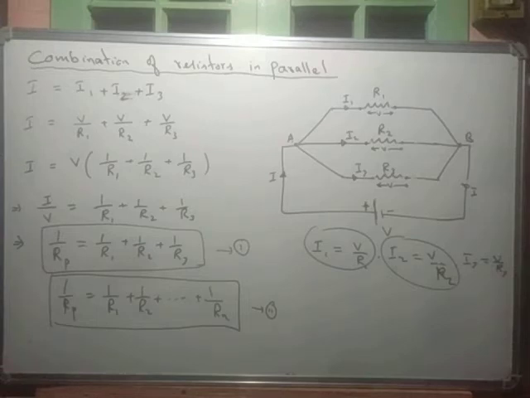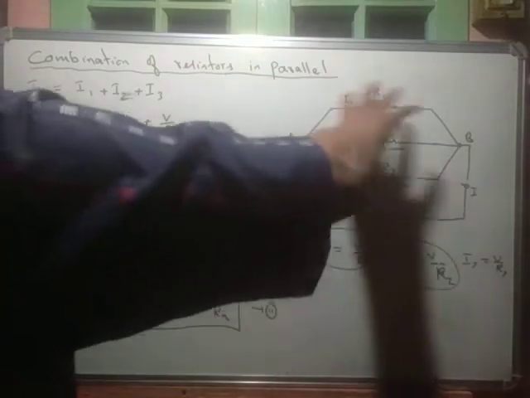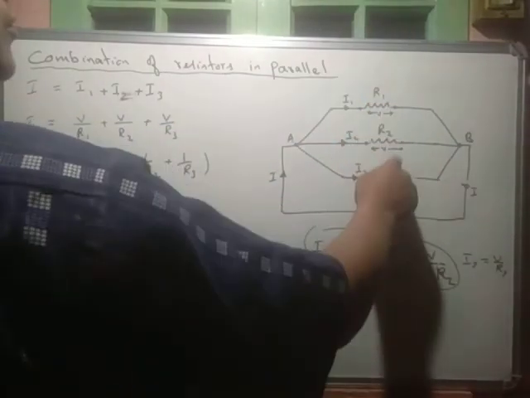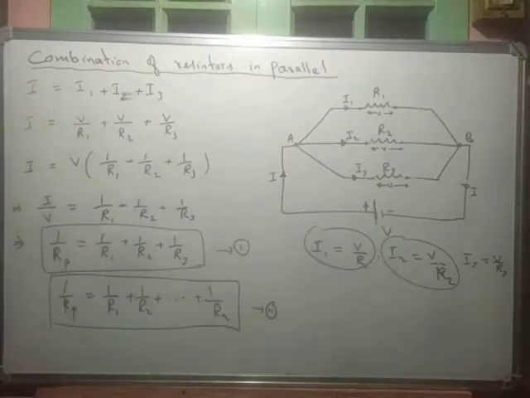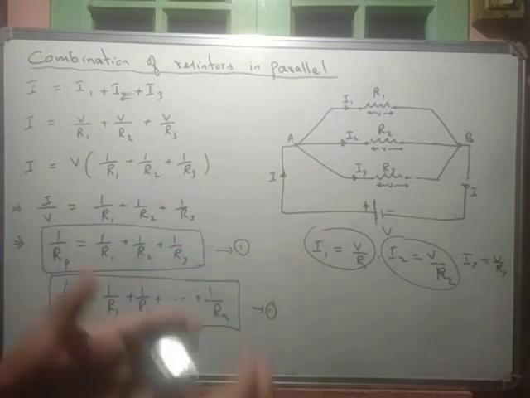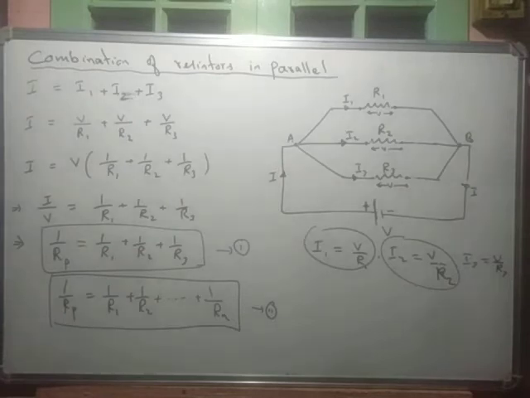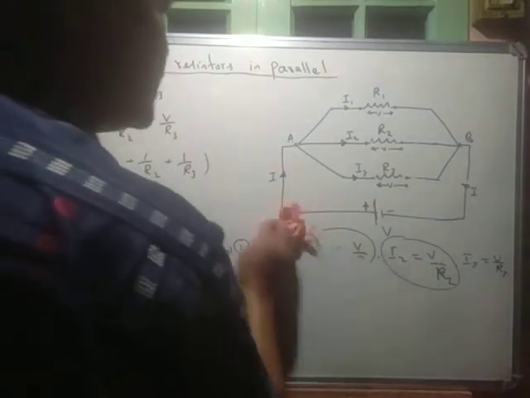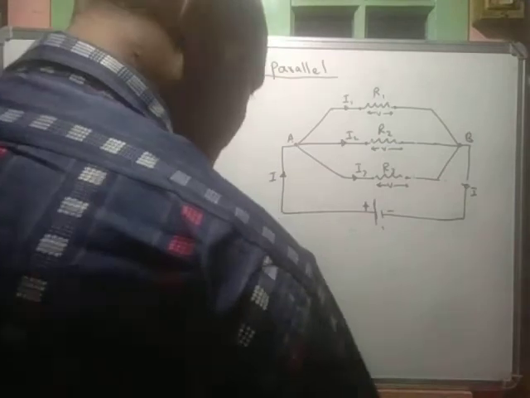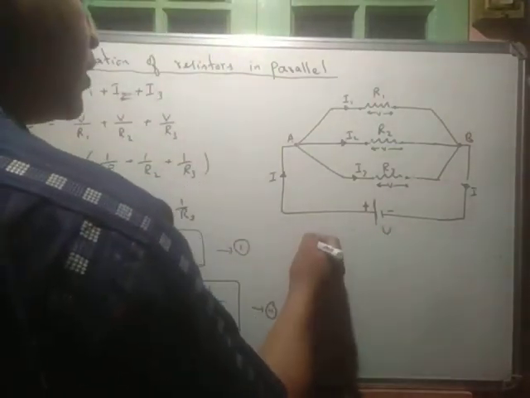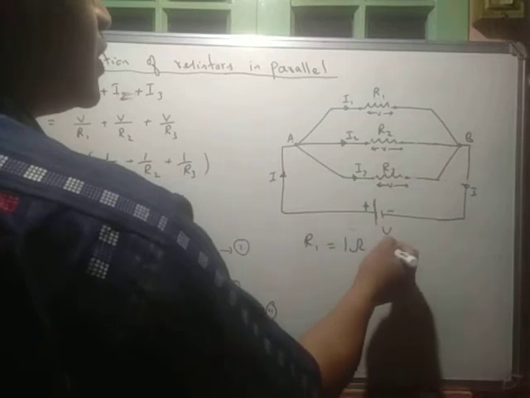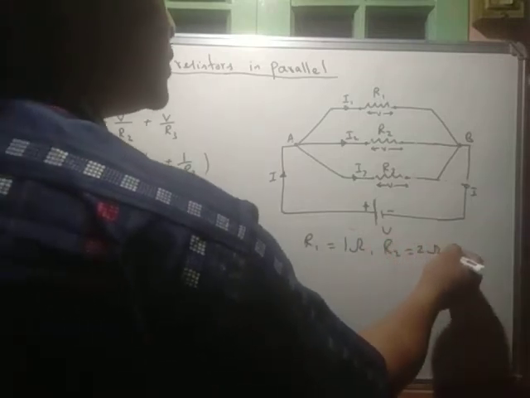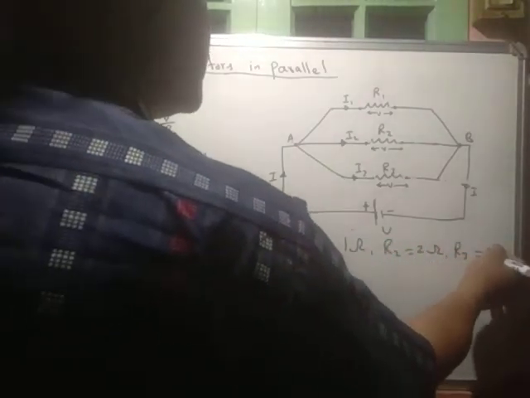The third point is the total resistance of the circuit. When you combine R1, R2, R3, you should get just one resistance. But the total resistance of the circuit here is smaller than the smallest resistance of the given resistors. For example, if I consider R1 is equal to 1 ohm, R2 is equal to 2 ohms, R3 is equal to 3 ohms.